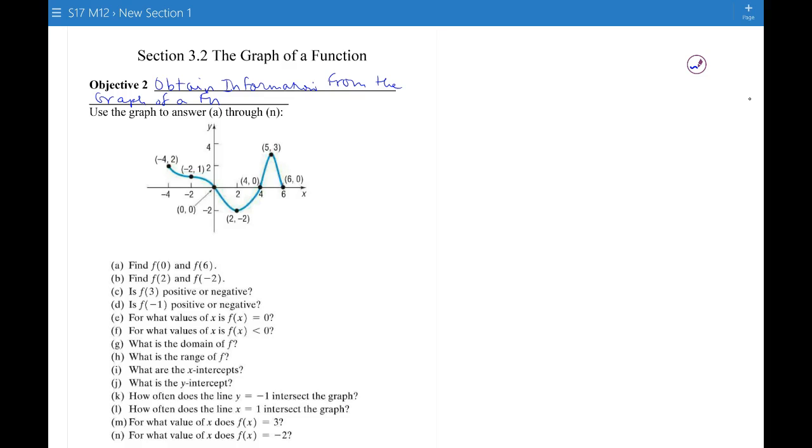So the first one says find f of 0. So that says when x equals 0, what is y? So in this case, when x equals 0, y equals 0. So f of 0 equals 0. Okay, and then f of 6 says when x equals 6, what is y? And again, y equals 0, so f of 6 is also 0.